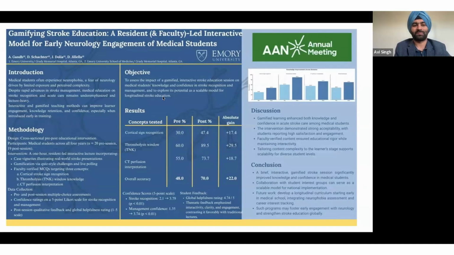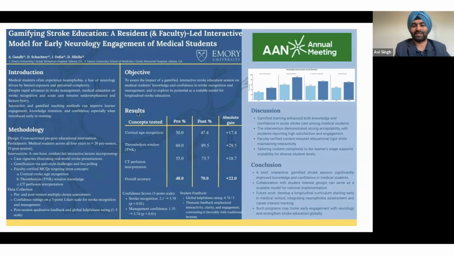So, medical students often experience neurophobia, which is a fear of neurology driven by limited exposure and perceived complexity. Despite rapid advances in stroke management, medical education on stroke recognition and acute care remains underemphasized and lecture heavy. Interactive and gamifying teaching methods can improve learner engagement, knowledge retention, and confidence, especially when introduced early in training.